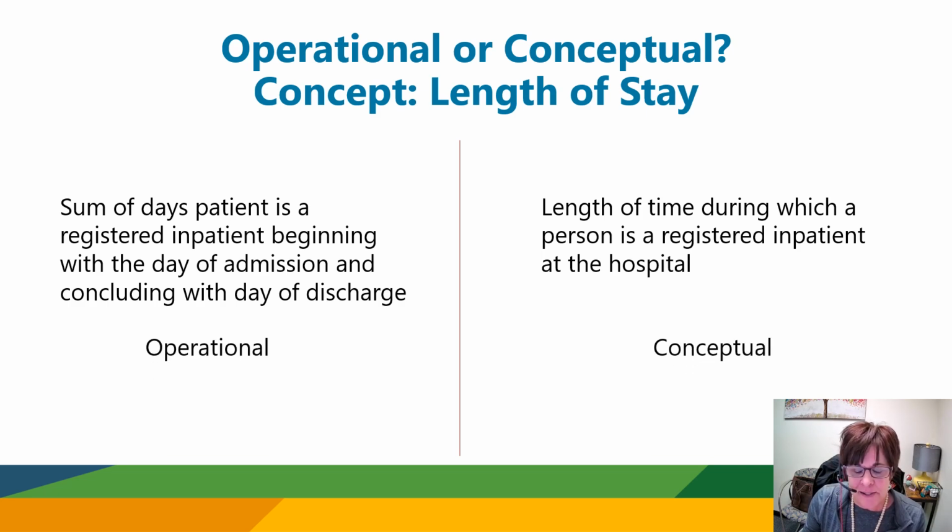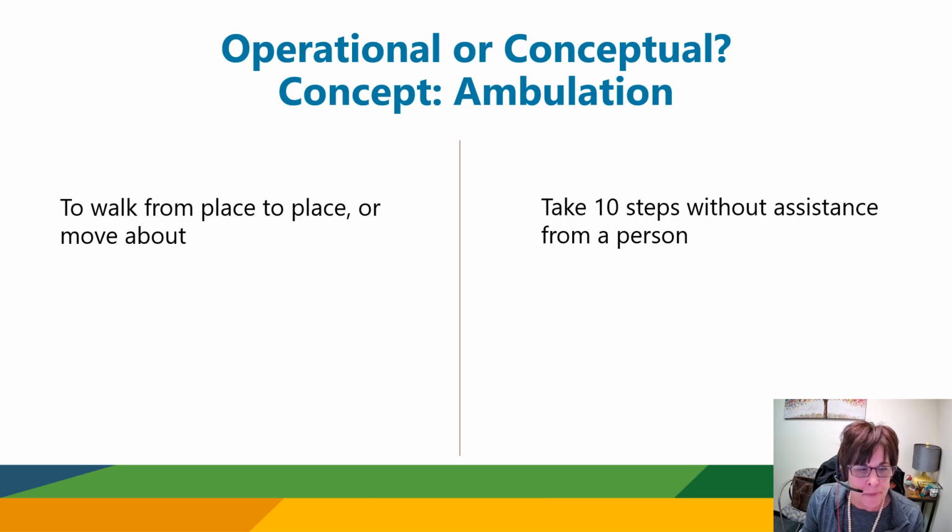Hopefully this is making sense and you can see the differences in whether it's operational or conceptual. All right, here's another one. The concept is ambulation. So to walk from place to place or move about. Well, that is a definition, right? So that is conceptual. Whereas, take 10 steps without assistance from a person. That again is saying how ambulation is being measured, so that is operational.